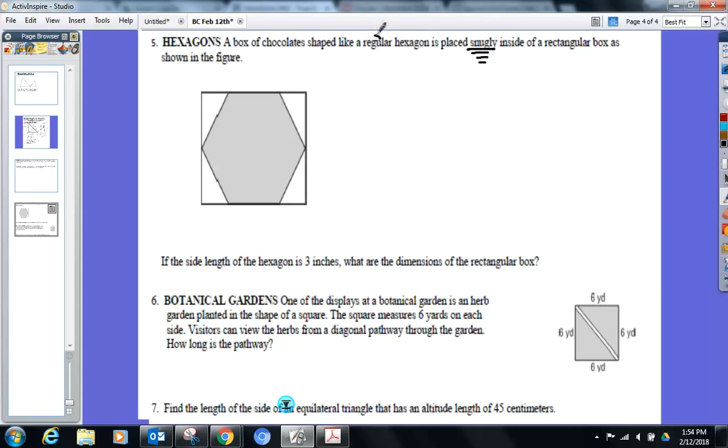it's a regular hexagon, so all the sides are the same. Perfect. Rectangular box, so what's the angles here for the rectangular box? 90-degree angles, yep. All right, we're working towards something. And right under the box, it says each side of the hexagon is 3 inches. So one side's 3 inches. They're all 3 inches because it's regular. Got it. What's the dimensions, length and width? That's what I'm looking for, length and width of the box.